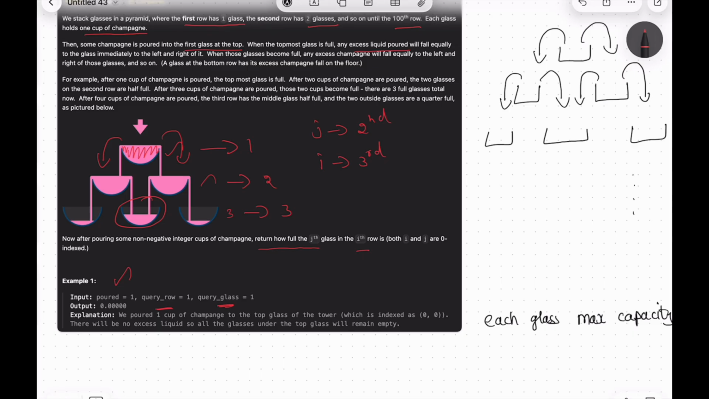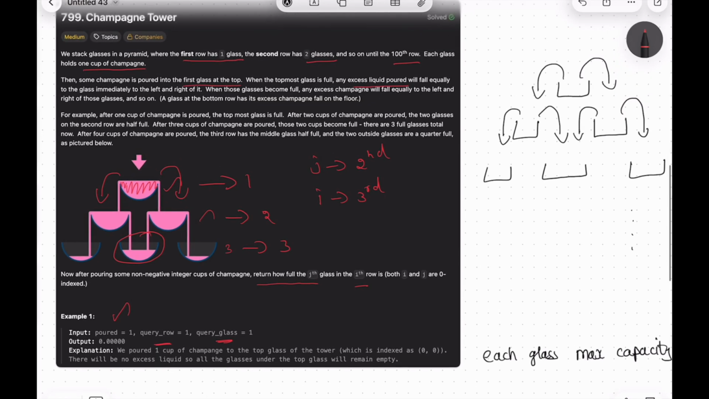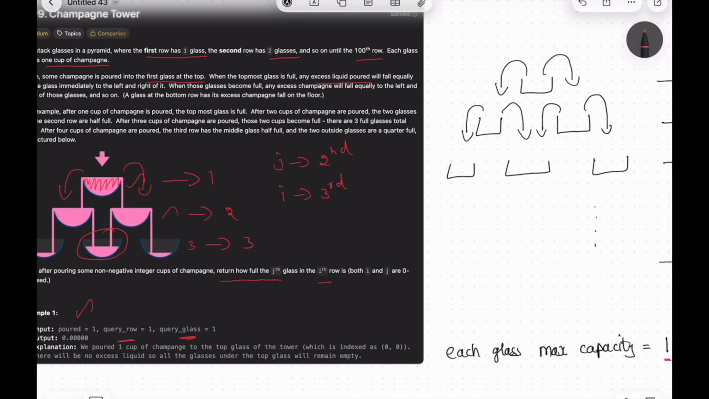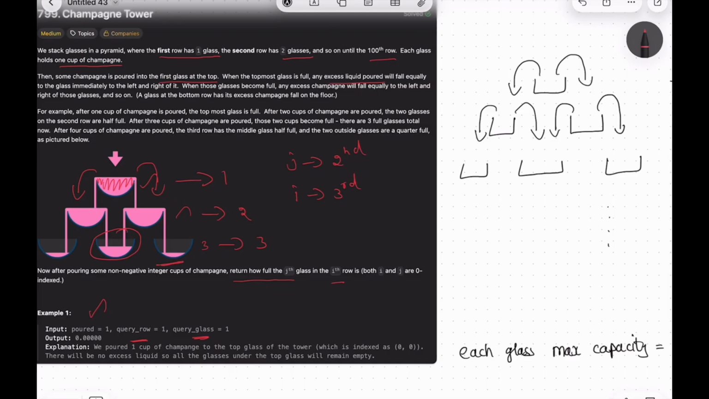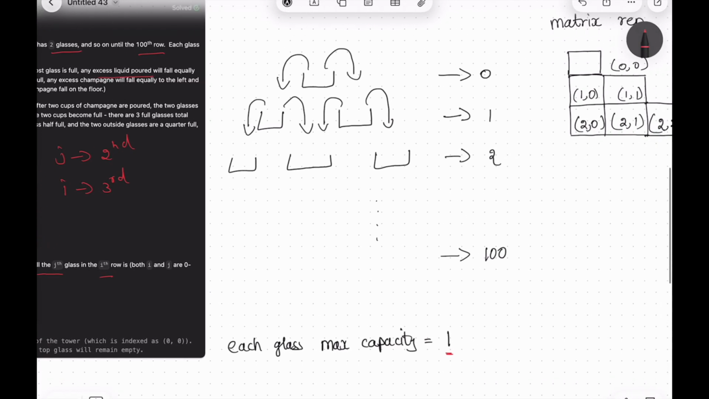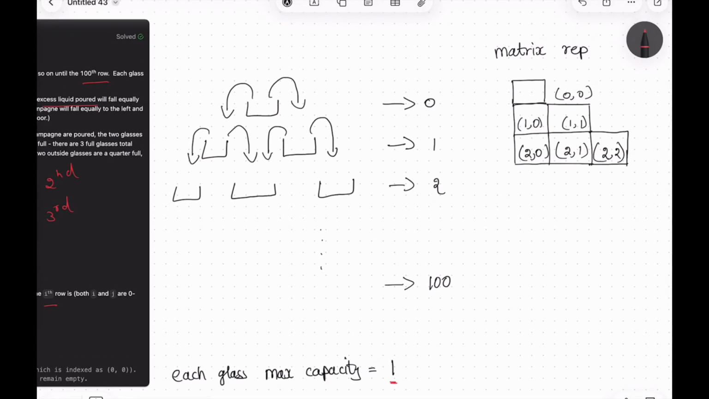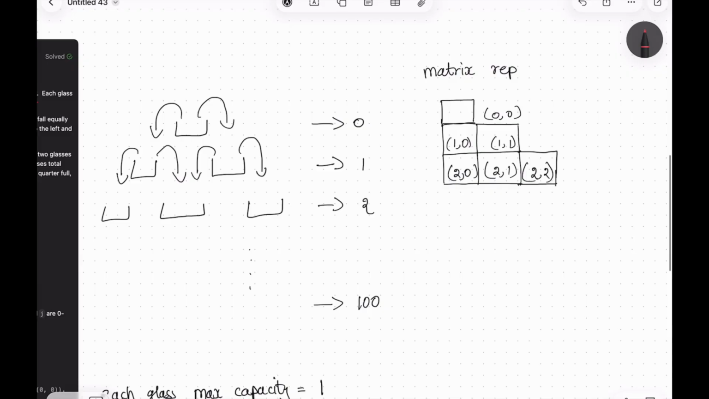So how do we solve this problem? Basically I am thinking of going with simulation. To better understand this, we have to build this complete tower. This tower can be represented in matrix format, so that is what I have written here. We will mainly consider 3 rows. They will be indexed 0 to 2, but for better understanding I will label them as 1, 2, and 3.